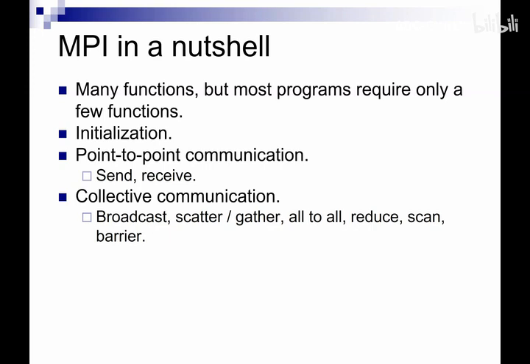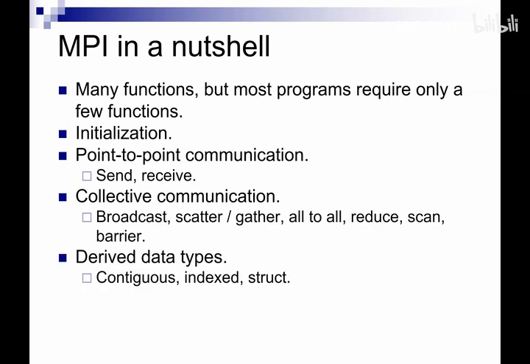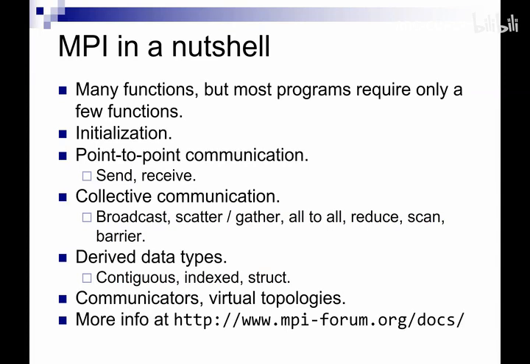We have functions that help initialize the program. We have functions for doing point-to-point communication, like send and receive functions. We have collective communication functions, where you communicate with a group of processes. You can do a broadcast to them, or you can do operations called scatter, gather, all-to-all, reduce, scan, and barrier. We're going to talk about all of those later. You have ways of creating new data types, called derived data types, such as contiguous, indexed, struct, vector and others. And then you have ways of creating and structuring communicators and also defining virtual topologies.